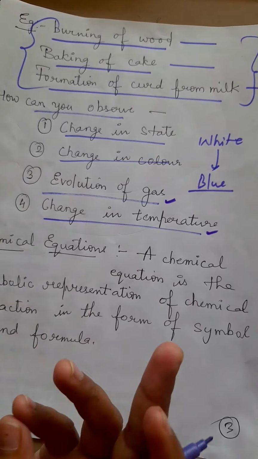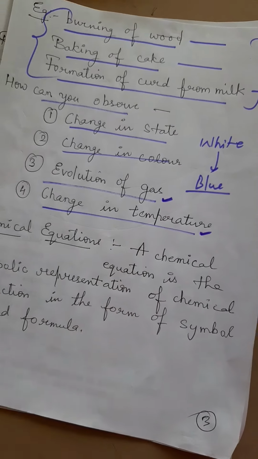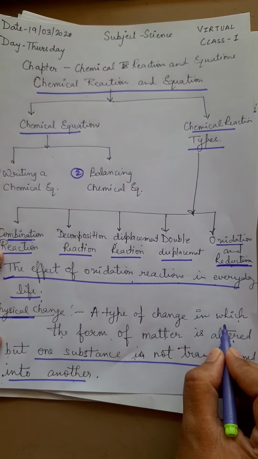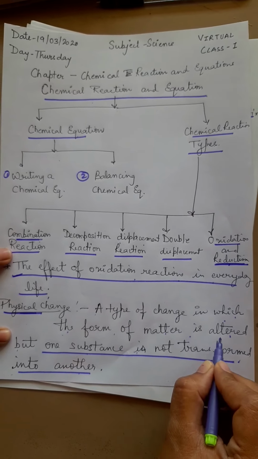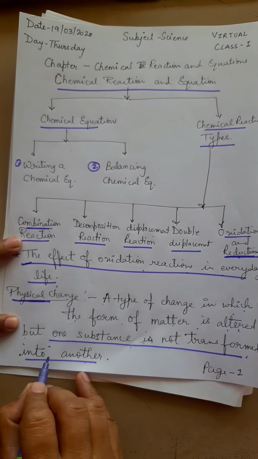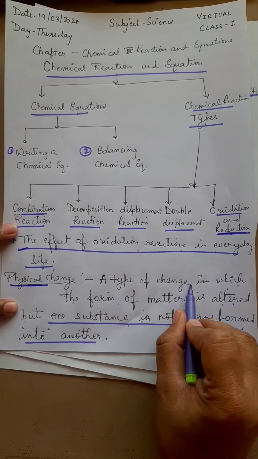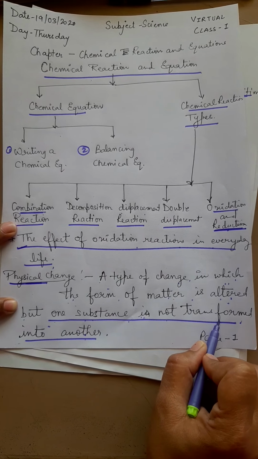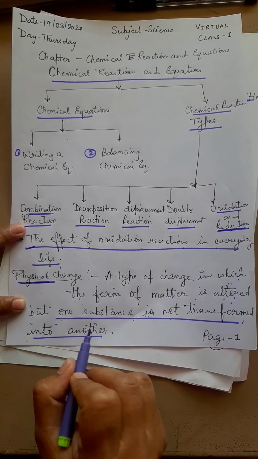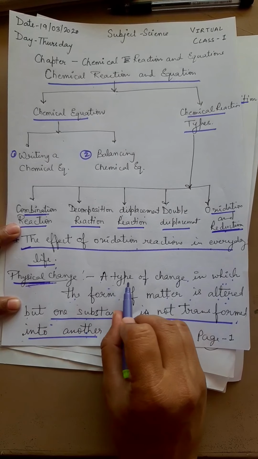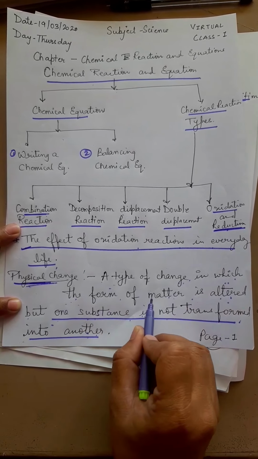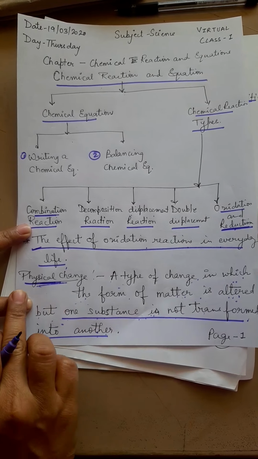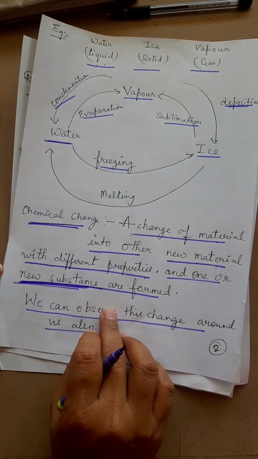Are you clear with chemical change and physical change? You can repeat it with me. What is physical change? A type of change in which the form of matter is altered but one substance is not transformed into another. This is a physical change. And what is chemical change?